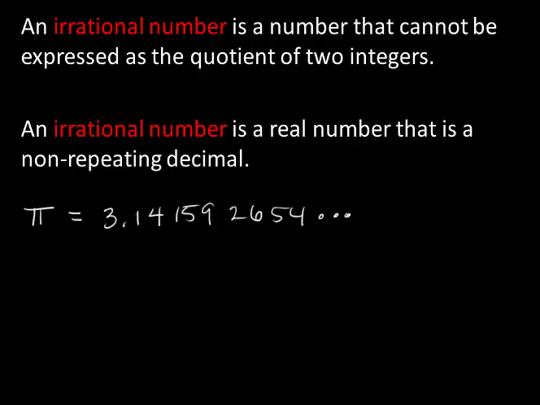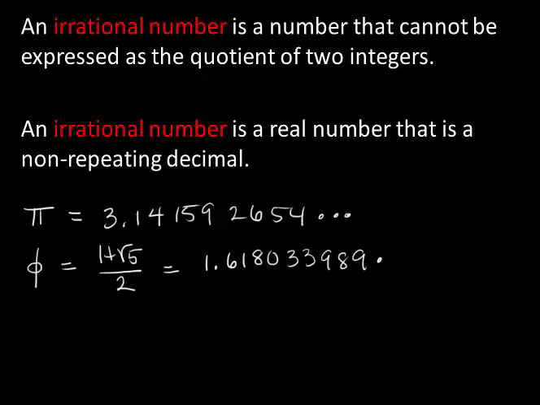3.141592654... You can see there's no repeating there. Pi is irrational. It cannot be expressed as a fraction. And of course we have our new number phi, which we know is (1 plus the square root of 5) over 2, the golden number, golden ratio, which is 1.618033989... Never repeats.